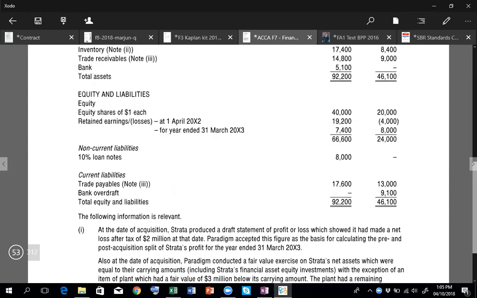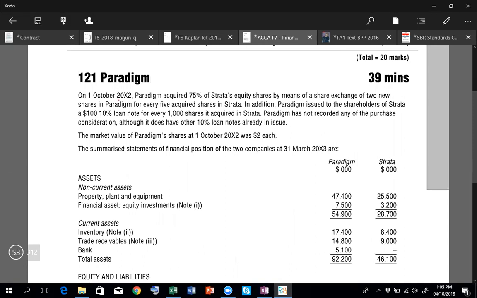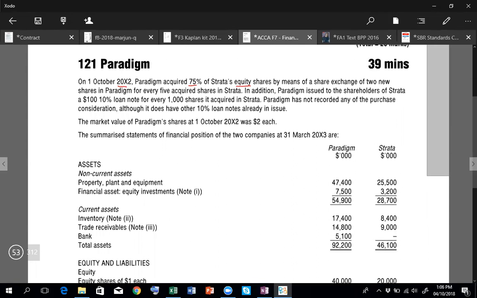All right, so on 1st October 20x2, Paradigm acquired 75% of Strata's equity shares by means of a share exchange of 2 new shares in Paradigm for every 5 shares acquired in Strata. And I told you that in the exam, you will always have a share exchange, most probably in the consolidation question. So we acquired 75% of the shares by means of a share exchange of 2 new shares in Paradigm for every 5 shares acquired.